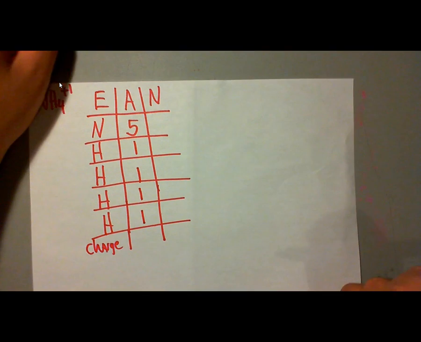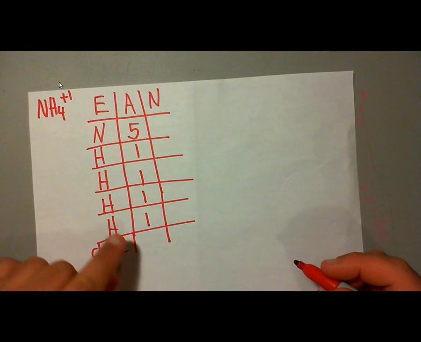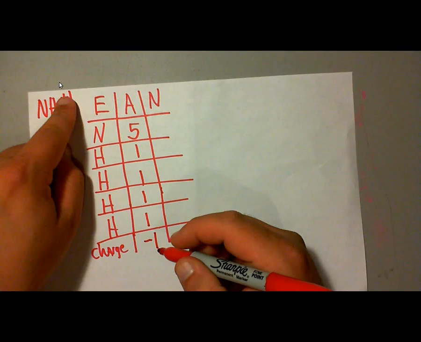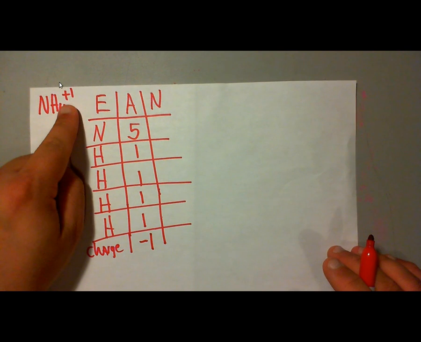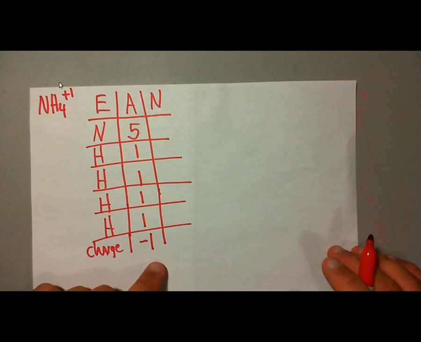Now the charge, if the charge is plus 1 here, write negative 1 here. You always write the opposite. If that had been plus 3, you'd write minus 3. Here's the reason. It has to be 1 less electron because it has a positive 1 charge. So there's the 1 less.